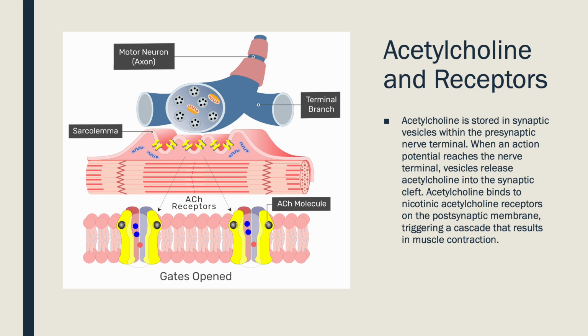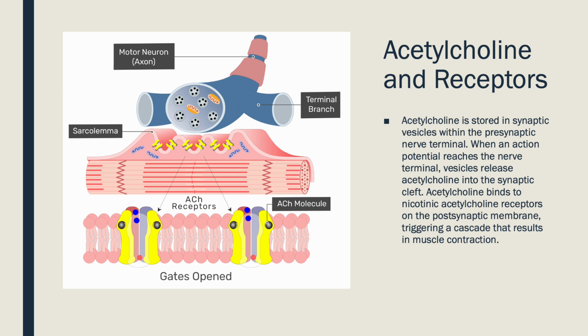The result of this is the dumping of acetylcholine into the synaptic cleft. It will then diffuse across the synaptic cleft and bind to the nicotinic acetylcholine receptors on the postsynaptic membrane of the muscle fiber. That binding causes those receptors to open, and this allows sodium ions to flow into the muscle fiber, leading to depolarization of the membrane, and once again the initiation of what? An action potential. This action potential will travel along the sarcolemma and trigger muscle contraction.